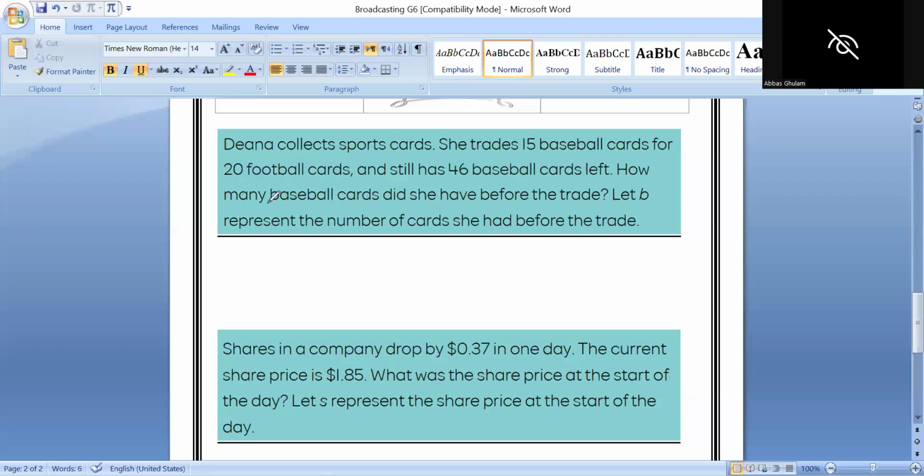How many baseball? It means our concern is with baseball. Total is how much left here? 46. So I write here 46. Okay, so what is my variable? I can use a variable here.